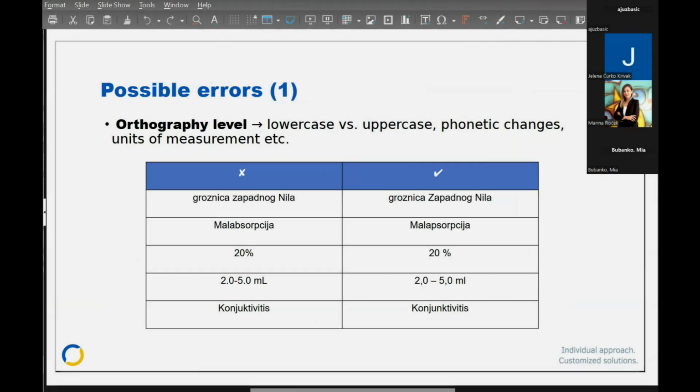Mistakes can always happen. So I've put some examples here so that you can see how things work in Croatian. As for the level of spelling or orthography, we mostly encounter errors in lowercase versus uppercase, in phonetic changes and units of measurement. So for example, as you can see here in Croatian, we must separate the symbol for percentage from the number. Or for example, here, we use comma instead of full stop as a decimal separator, and we use dash instead of a hyphen for writing ranges, also with blank spaces from both sides.